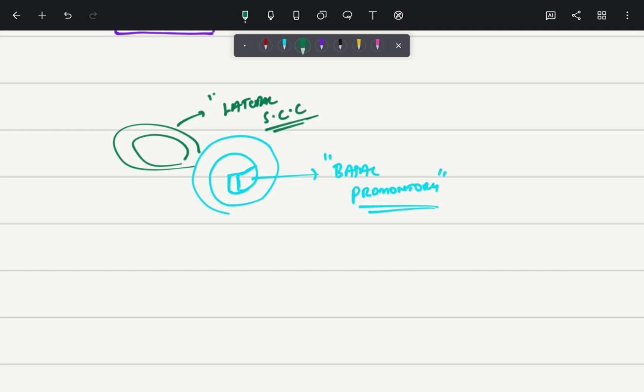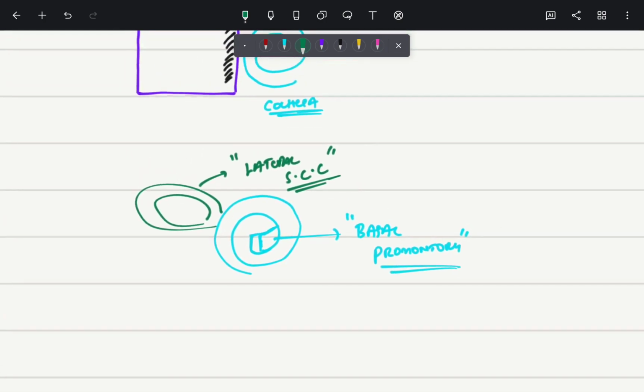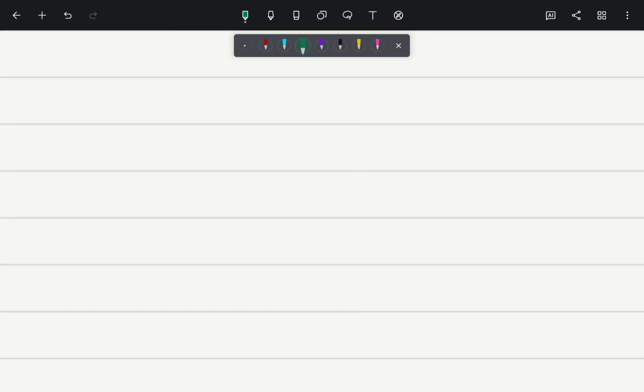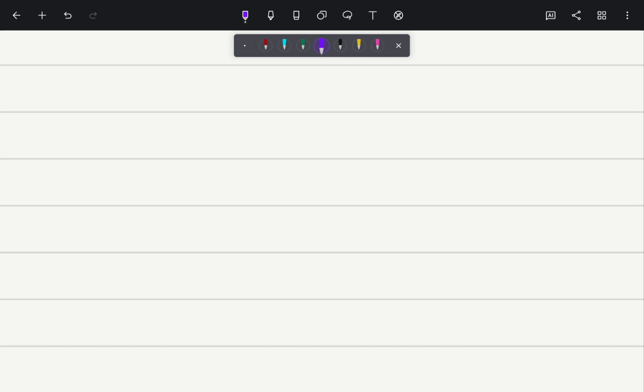semicircular canals. What are these? Lateral semicircular canals. So in the medial part of the inner ear, we have the cochlea. In the cochlea, we have the basal promontory and the lateral semicircular canal. We will draw the inner ear once again. I mean the middle ear.